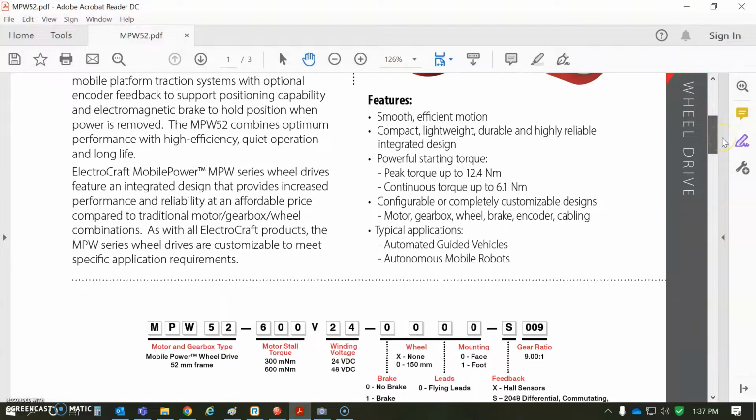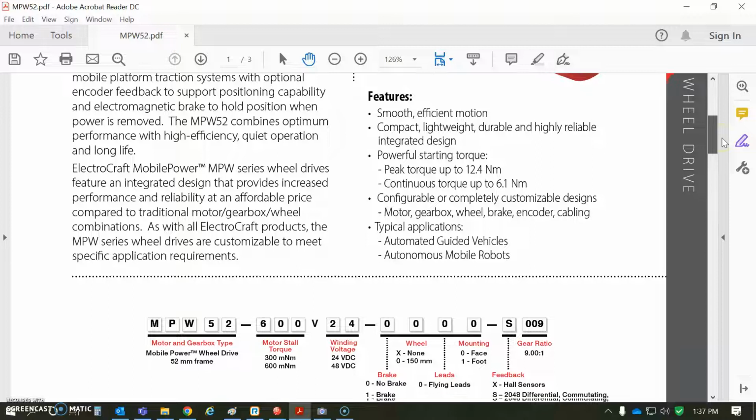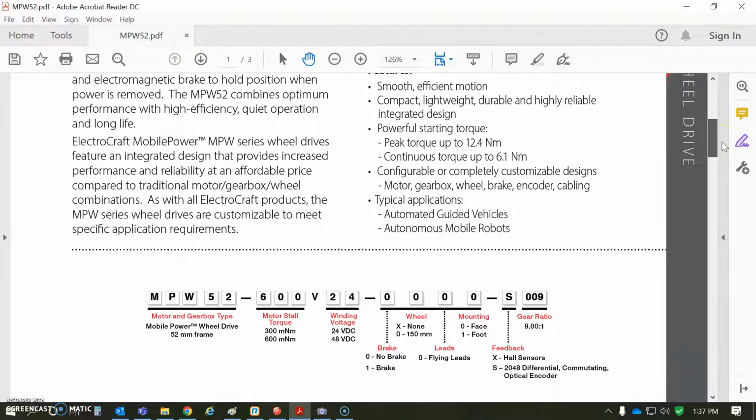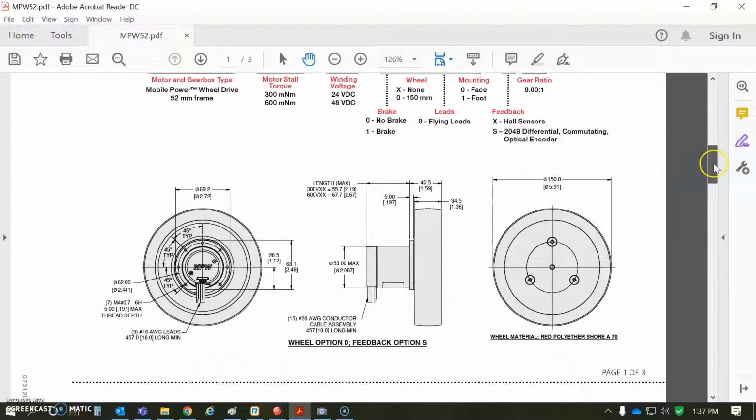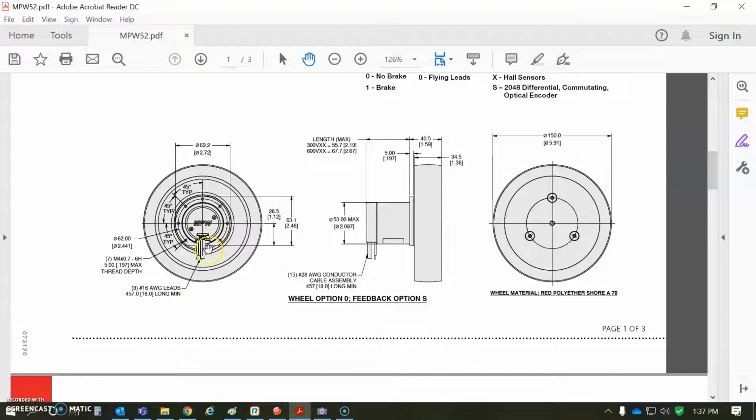14 pole, 6.1 newton meters at output, 12.4 newton meters peak. They have various windings, 48 and 24 volt, gear ratio 9:1. Maybe they're anticipating options. There are some mounting holes for a bracket.